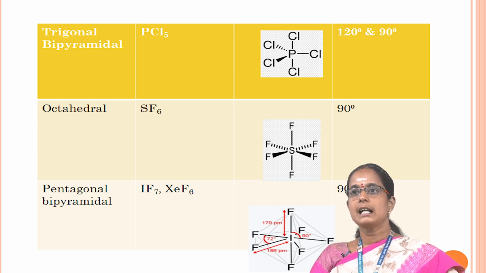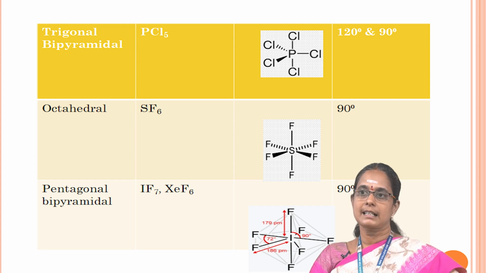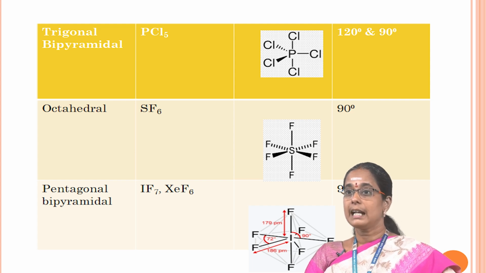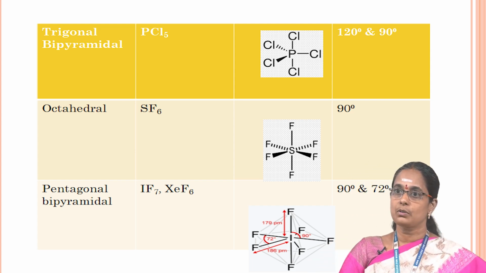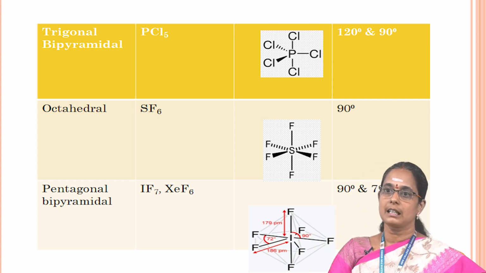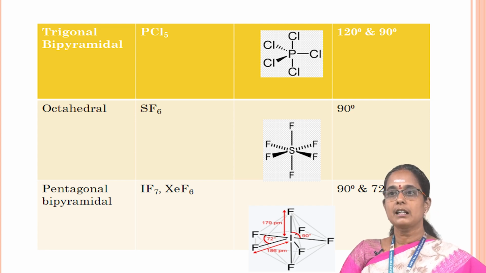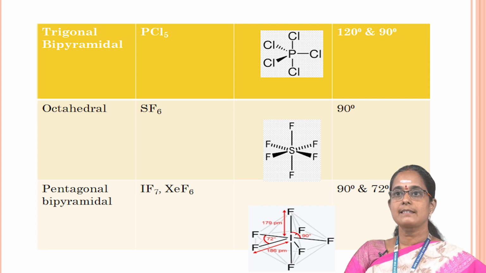In iodine heptafluoride, the iodine atom is the central atom and the 7 fluorine atoms are arranged in a pentagonal bipyramidal. In xenon hexafluoride, the xenon atom is bonded with 6 fluorine atoms and 1 lone pair of electrons. So both iodine heptafluoride and xenon hexafluoride are examples of pentagonal bipyramidal.